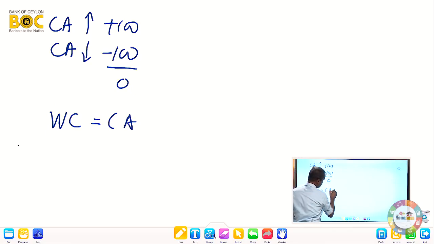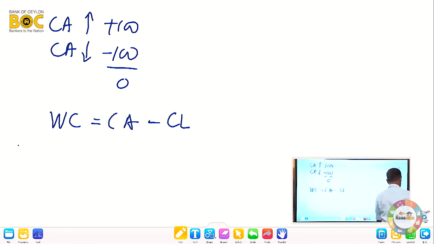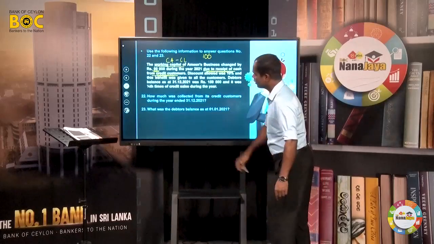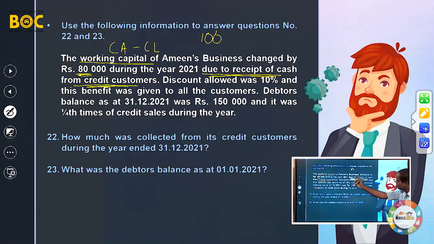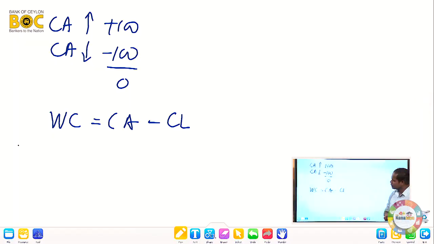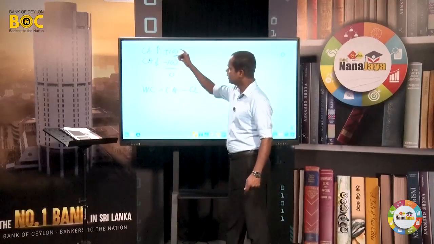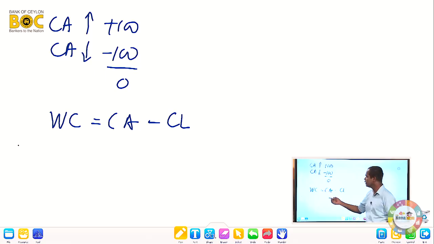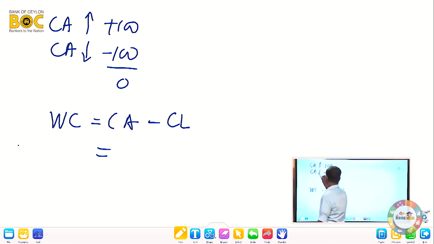The working capital means current assets minus current liabilities. Right. Working capital of a business changed due to receipt of cash from credit customers. To check in this situation, the current assets increase and decrease, so working capital has zero impact. Why? Current assets increase, current assets decrease, no impact.